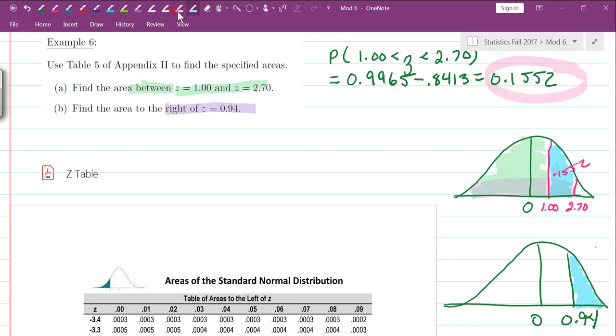What do my tables give me? My tables give me all of this over here, correct? That's what my tables give me. So let's look up the area in the tables in purple and subtract it from 1, because I know this whole area is equal to 1. If I subtract off the purple from 1, what am I left with? The part in blue. So let's write that down. This is the same thing as the probability that z is greater than 0.94, which is equal to 1 minus this probability right here, the one for 0.94. Let's go find that.